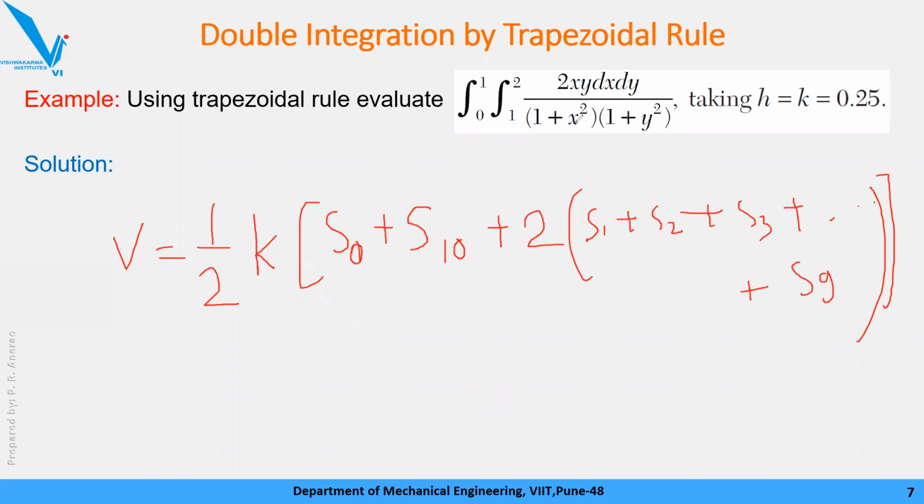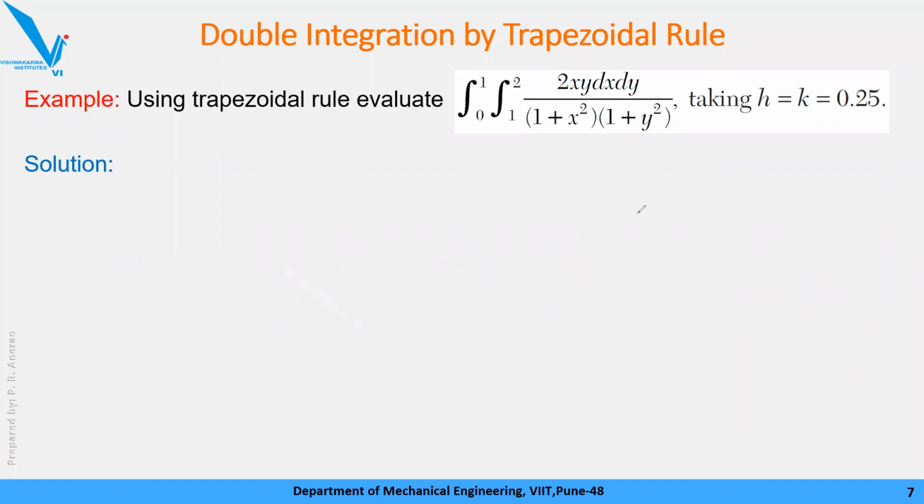Remaining students, please try to solve this numerical. Here the function is... no, there is again one more query. Is it compulsory that h and k should be equal? No, you can have different h and different k, doesn't matter. So it's up to you only.